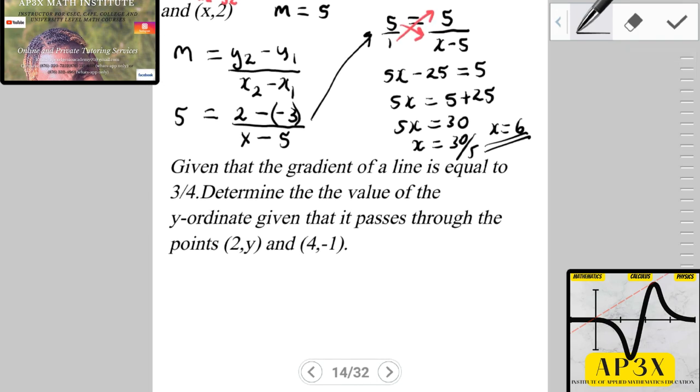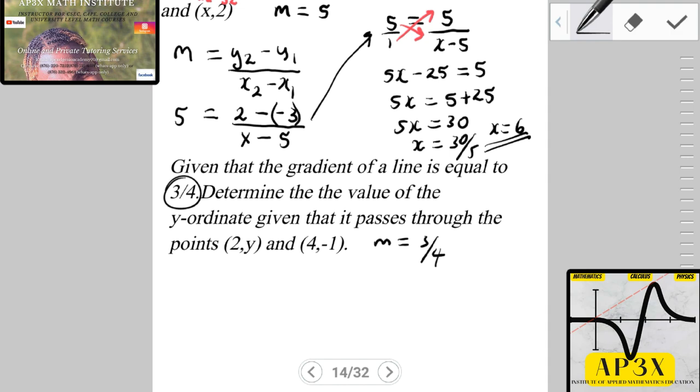Let's do an example now where we are actually finding a y ordinate value. Here we have made it a little bit more challenging by making the gradient a fraction. So we're going to add a little bit of complexity to the problem. Here again, given that the gradient of the line is equal to 3/4, there we have our m, which is equal to 3/4.